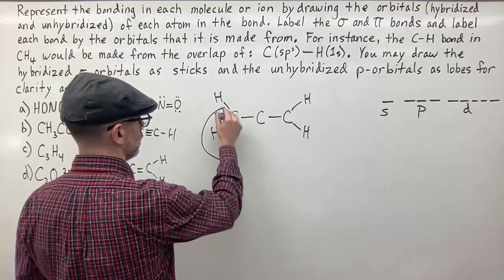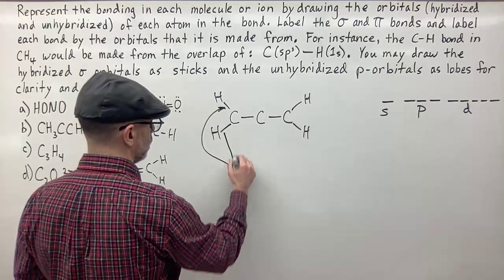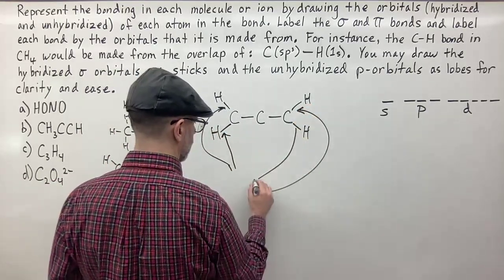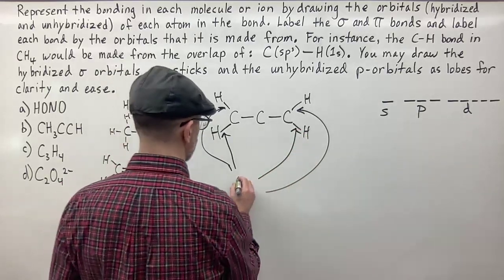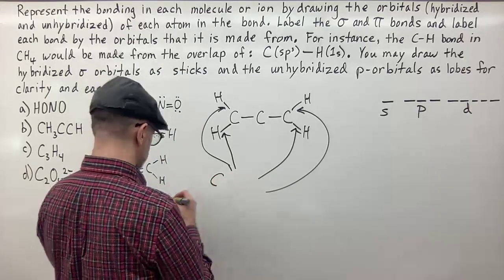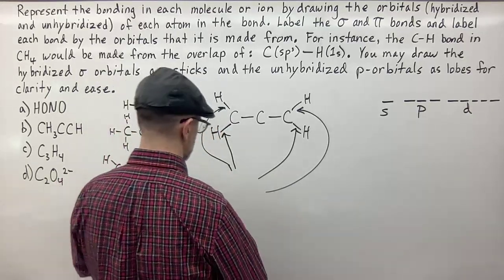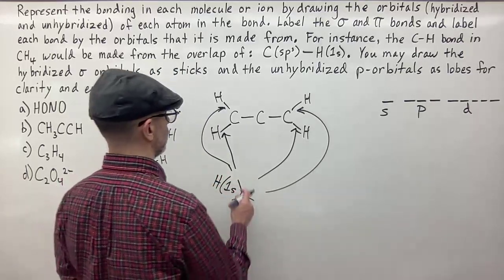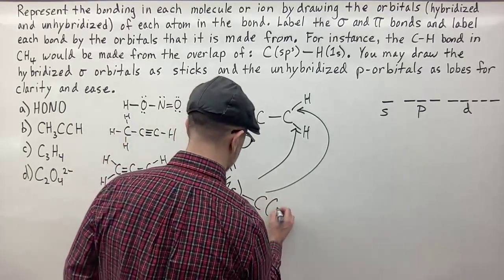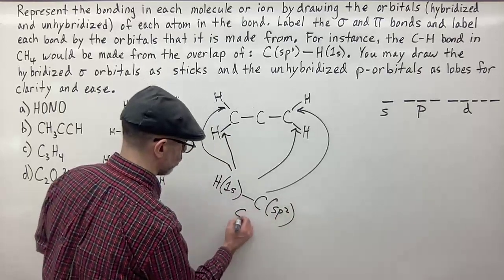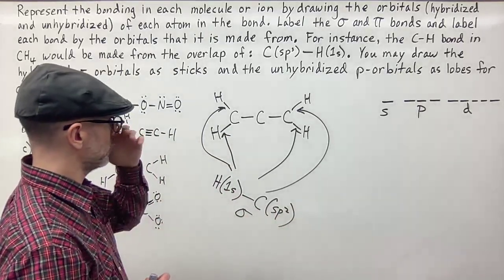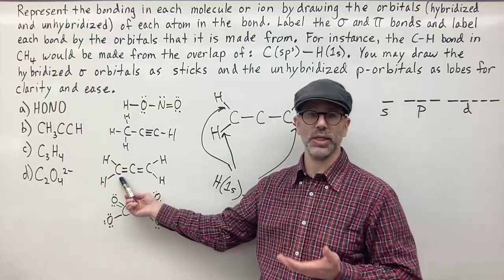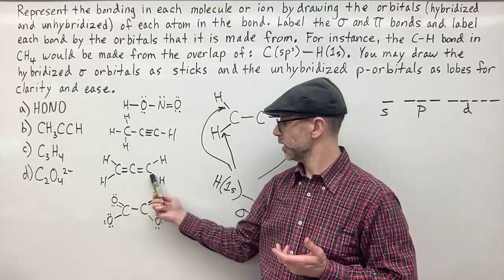So let me go ahead and label those. Oops, I should do the hydrogen first. It's going to be hydrogen with a 1s orbital overlapping with an sp2 hybridized orbital of carbon, and again, those are sigma bonds. And so then the only thing left, we have two pi bonds. We have a pi bond between these two carbons, and we have a pi bond between these two carbons.